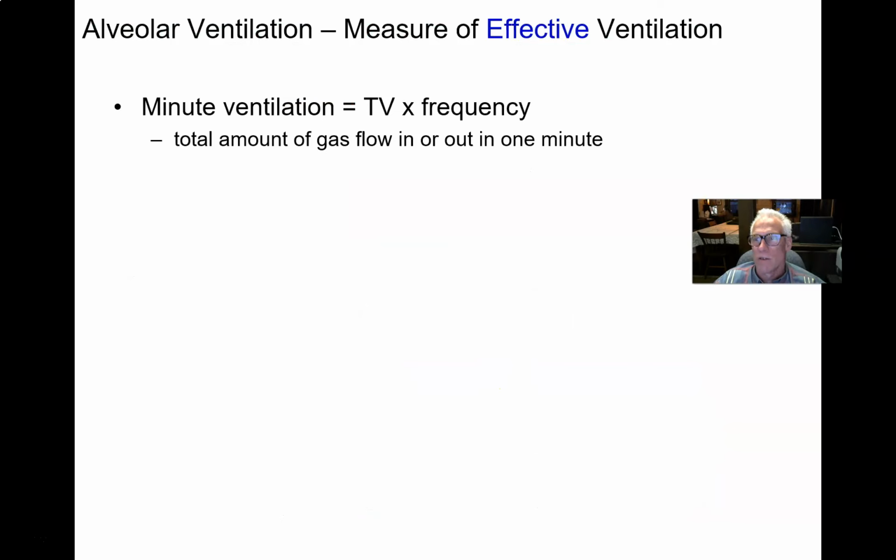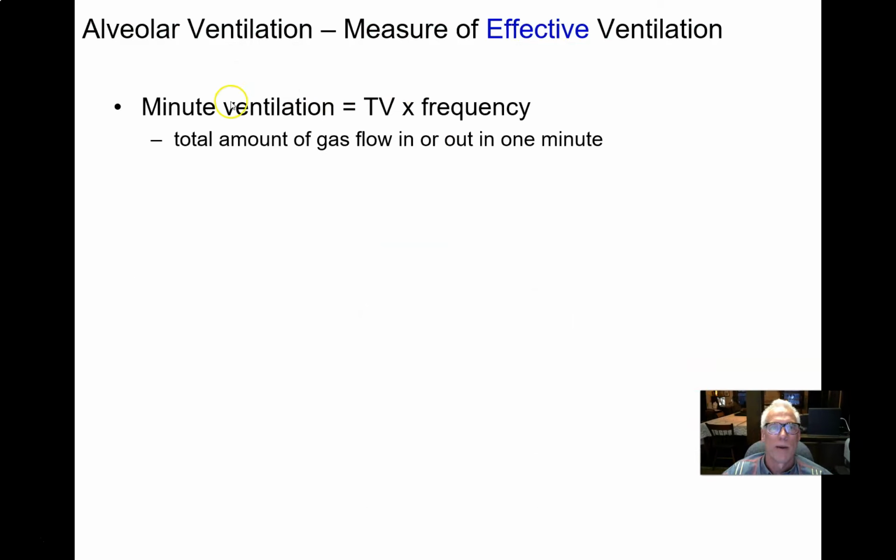One way of assessing the functioning of the respiratory system is by calculating the minute ventilation. How much air, how many liters per minute of air, is being pumped in and out of this system. And we measure that by looking at the tidal volume, right? That's that resting inflation and deflation, inspiration and expiration, times the frequency, breaths per minute. We get liters per minute of gas.